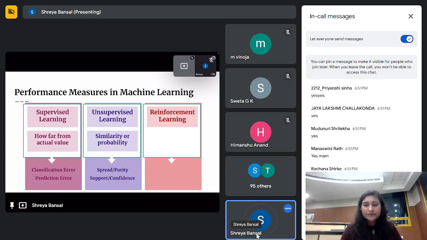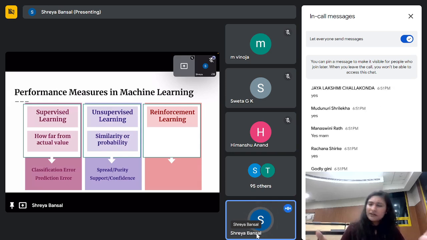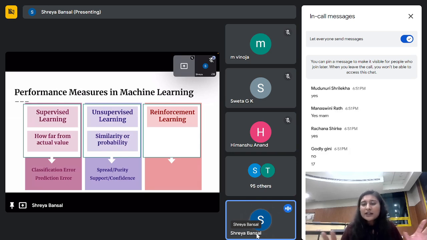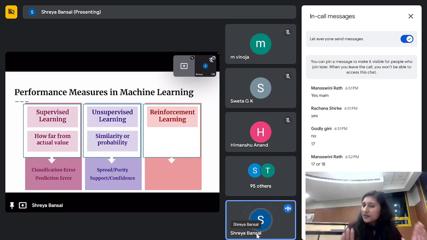From your idea, give me a number. 17. There will be a range, na? Let's say 17 or 18, okay? So, 17 to 19 is the age. It's an average class age of a 12th standard.